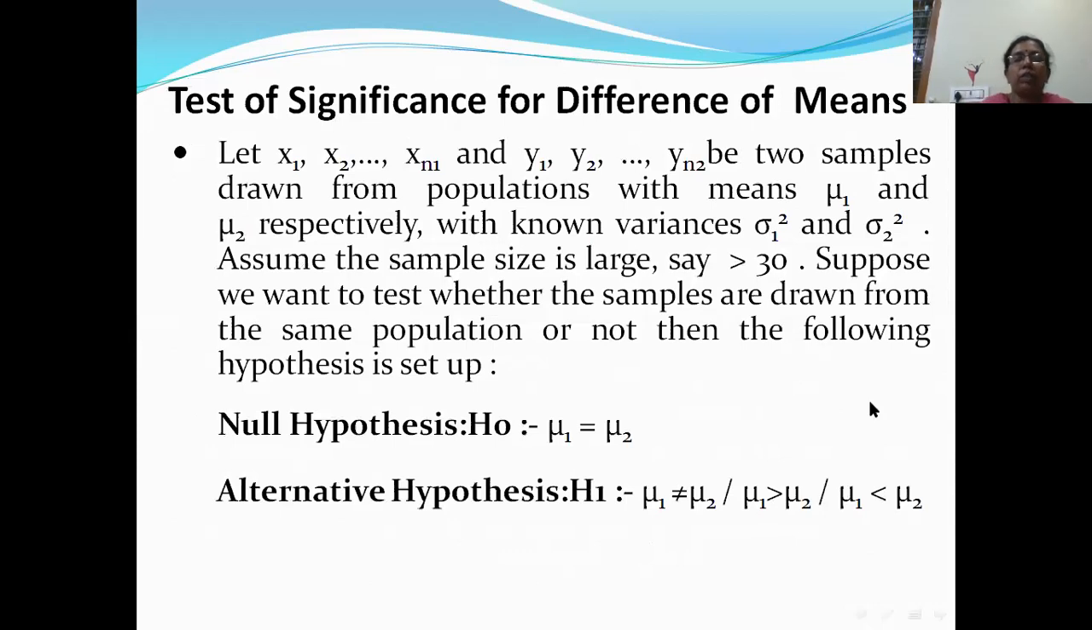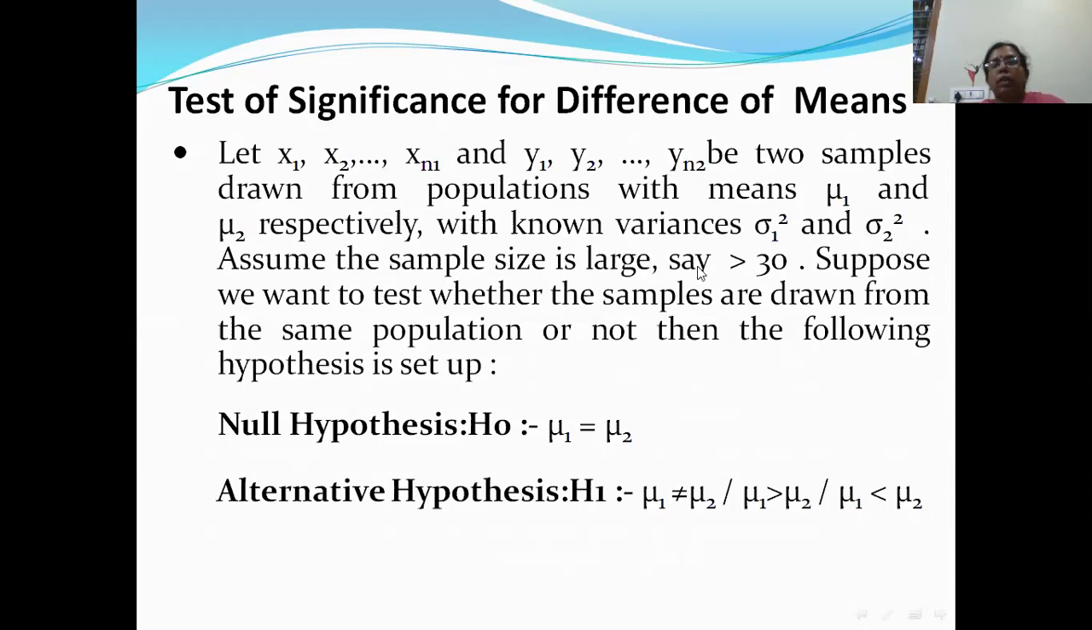So similarly, you have the test of significance for a difference of means. In a single mean, you will have only one sample. In difference of means, you will have two samples. That is the only difference you have. So here I have taken two samples, x1, x2, up to xn1 and y1, y2, up to yn2, drawn from populations with means mu1 and mu2 respectively, with known variances sigma square 1 and sigma square 2.